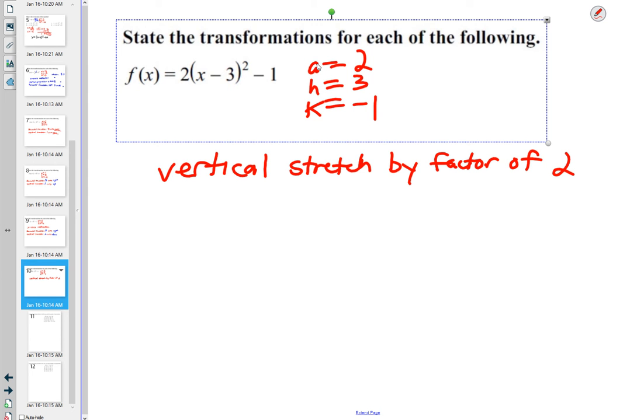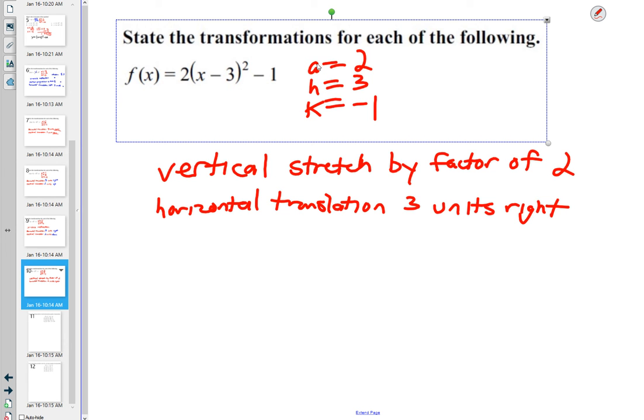Any other transformations here? Martha? It's going to the right. How far? 3 units, yeah. So we have a horizontal translation, 3 units to the right.